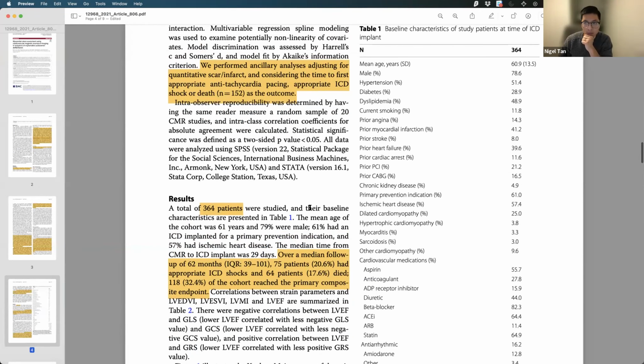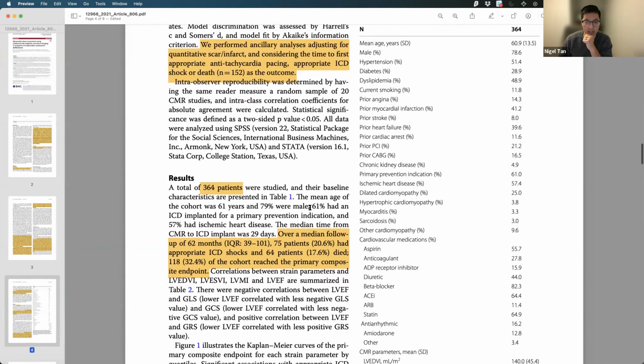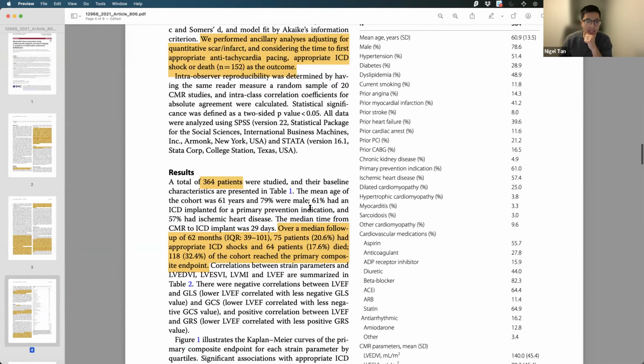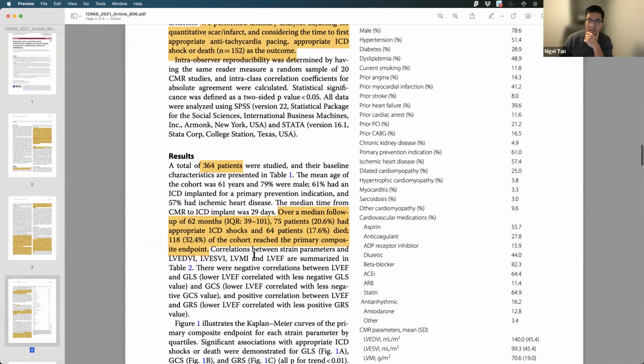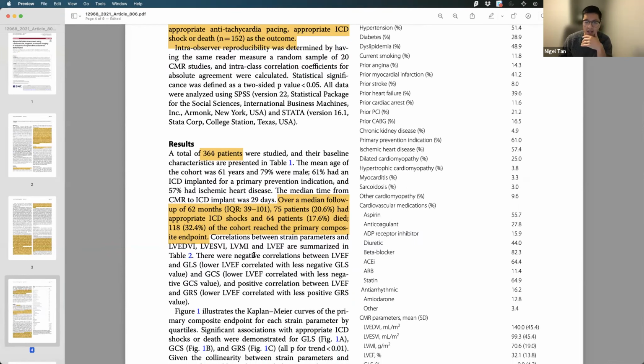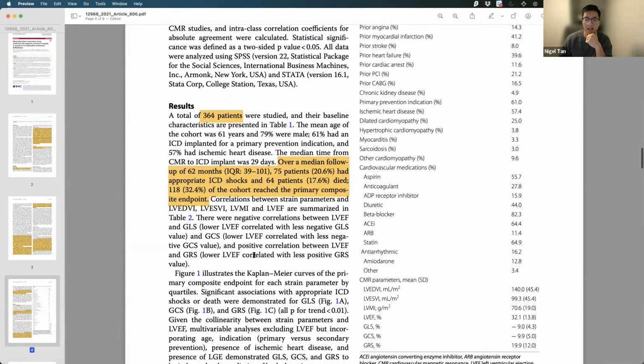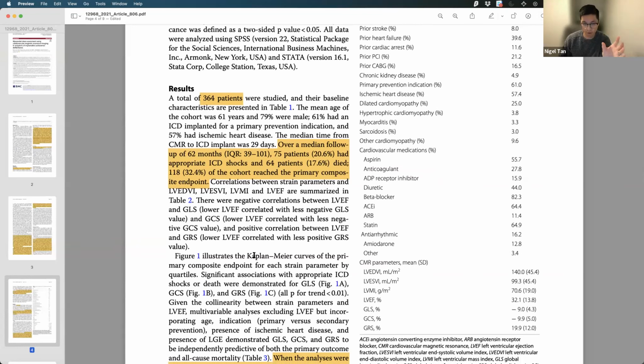So in terms of our results, we had a total of 364 patients. Basically, mean age was 61 years old. About 80% or so were male. 61% implanted an ICD for primary prevention indication, and 57% had ischemic heart disease. And over 62 months, there were 21% with an appropriate ICD shock, and 18% died. So a total of 32% of our cohort reached the primary composite endpoint. So a reasonable event number.